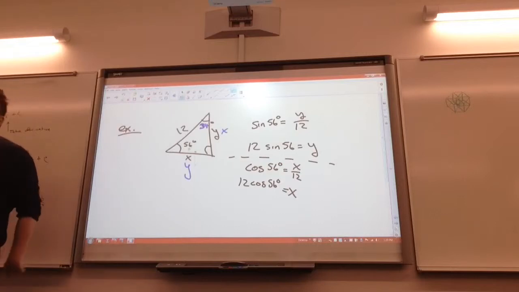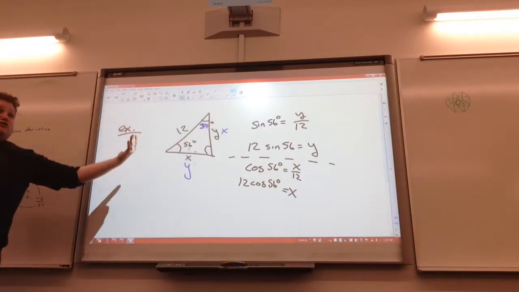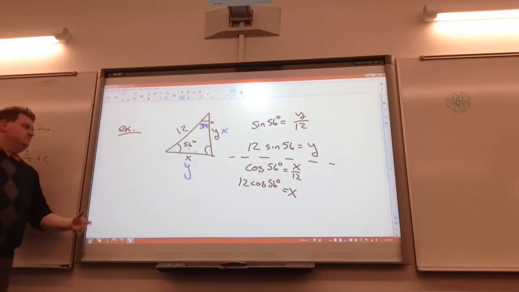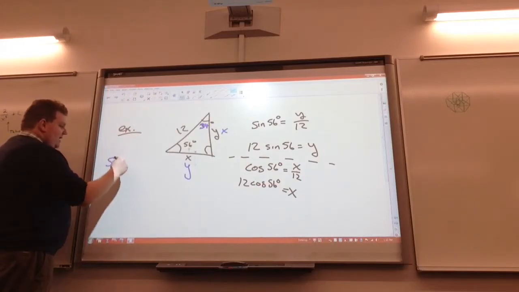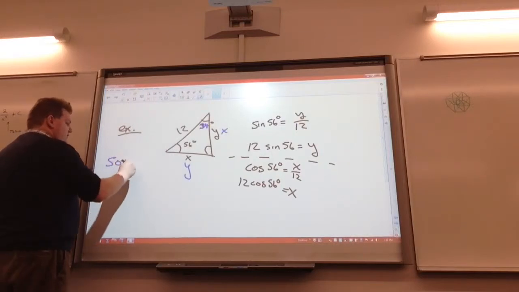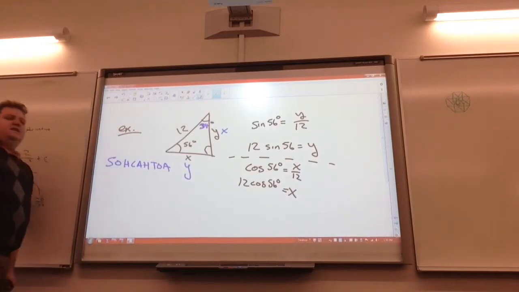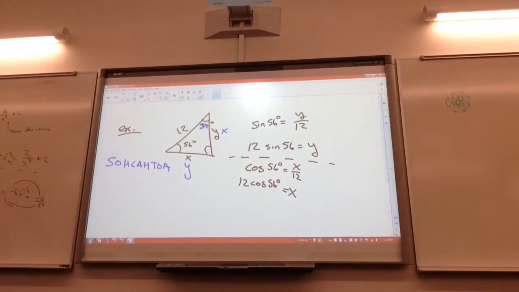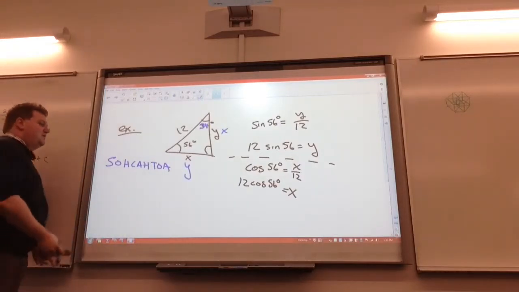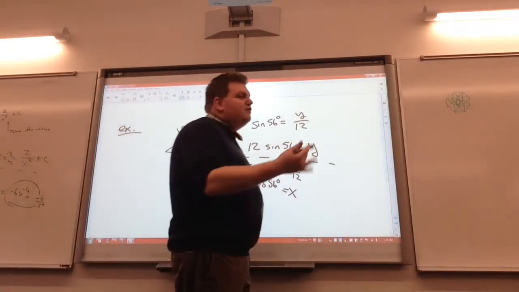Another one is the Native American chief Sohcahtoa, because if you wrote out what Sohcahtoa is, it spells out the ratios. It's basically a Native American chief named Sohcahtoa. So some people remember it as Chief Sohcahtoa. Those are all mnemonics for it.